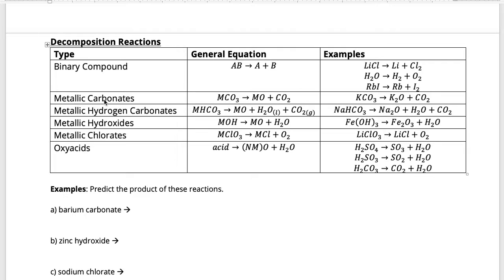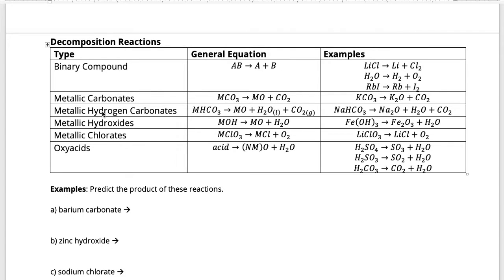So if you have a metallic carbonate, so you have a metal and a carbonate, right? M is metal, NM will be non-metal. So you have a metal with the CO3 ion, carbonate ion. What's going to happen is you're going to become a metal oxide, and then the carbon dioxide gets released. You can see here, the metal is potassium, potassium carbonate became potassium oxide with the carbon dioxide released.